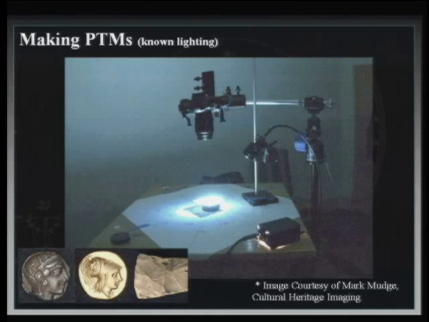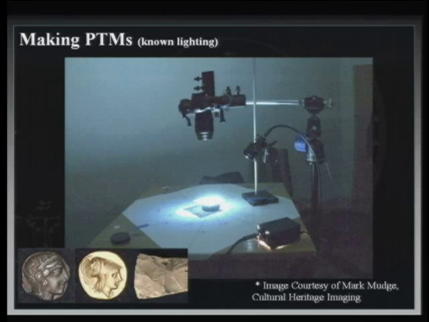This was built by Mark Mudge at Cultural Heritage Imaging. It's a very simple device. He's got a digital camera on top of a tripod here, and a stand that's holding a light source, and he's just moving that light source to different locations. Those locations are marked on a template, a piece of paper that's got markings of how high the light should be and exactly where it should be. So he's manually going through and collecting a few dozen images of the same thing.